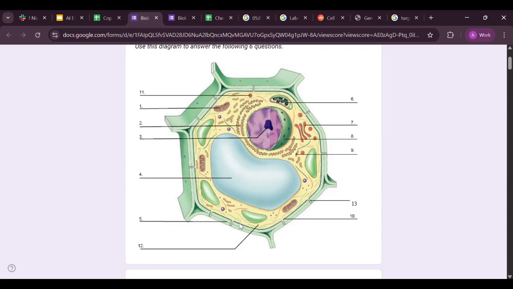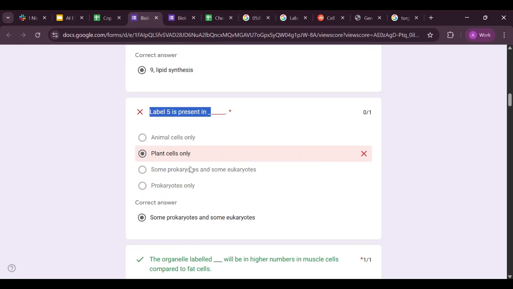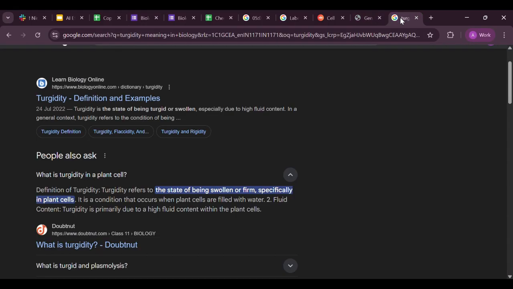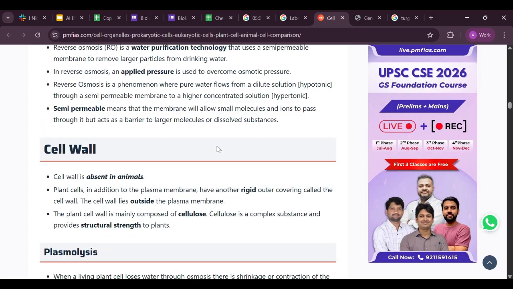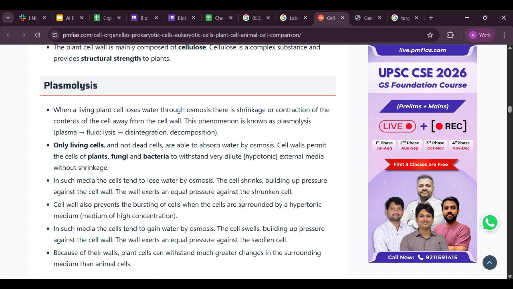Firstly, we will check with that image what this is. Cell wall, adjacent cell wall. Okay, what is the question again? Label 5 is presenting. Okay, we have to look for a cell wall over here. Okay, cell wall is absent in animals, present in plant cells in addition to the plasma membrane. Okay, it is not able to give the correct answer for us.